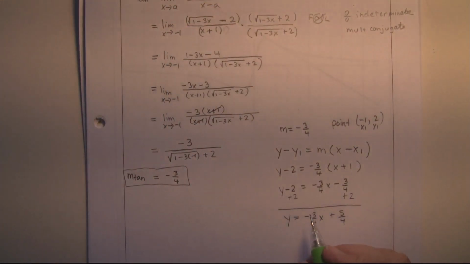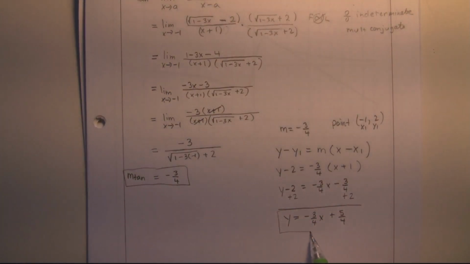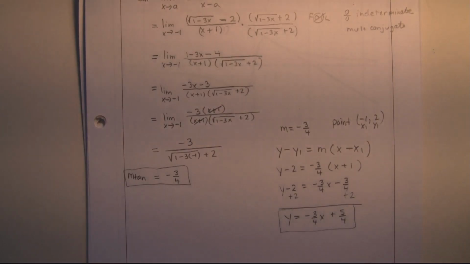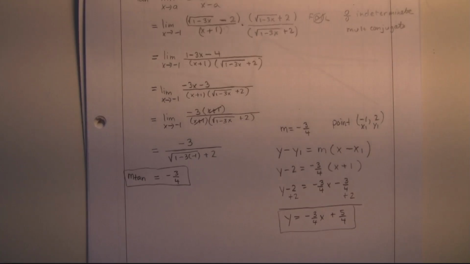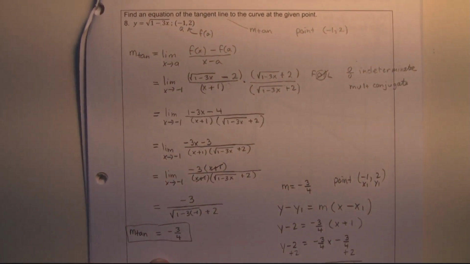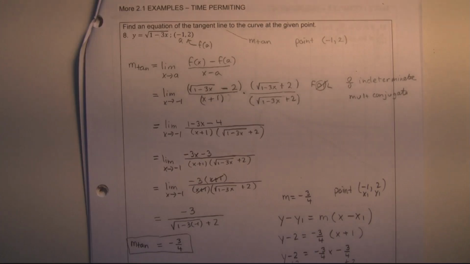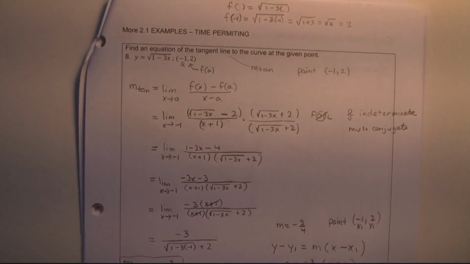And so -3/4 plus 2 is 5/4, so plus 5/4. So that's problem 8 out of your book. And they asked me to find the equation of the tangent line, and I used the definition to find the derivative because that's all that we had done in 2.1.